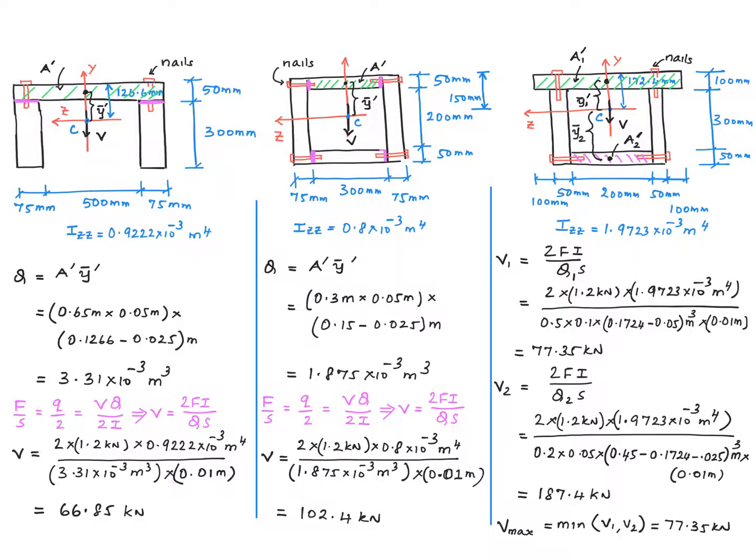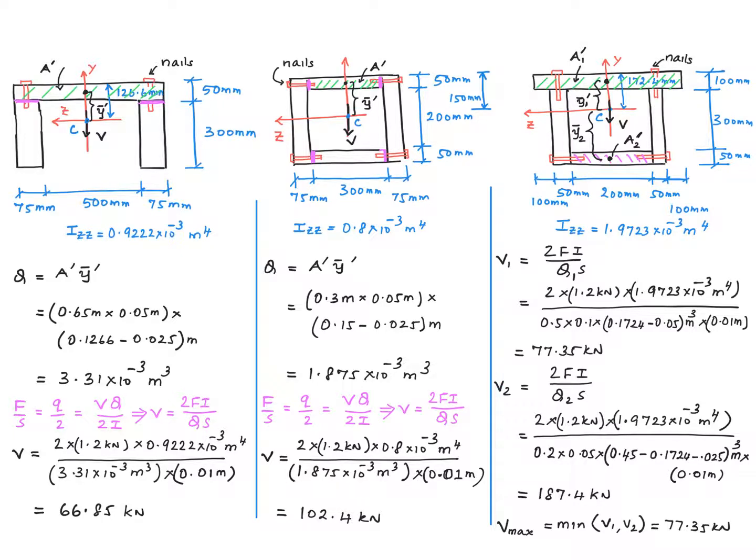So let's call that V1. For the second possibility here, the shaded area that I have considered is this part right there. So Q for that would be A2 prime, which is the area of the shaded part, multiplied by y2 bar prime, which is this distance, right? That's the distance to the centroid of this from the z-axis again. So I call that Q2. And using Q2 here, I get a value of 187.4 kilonewton for the maximum shear force that can be applied. So I call that V2.